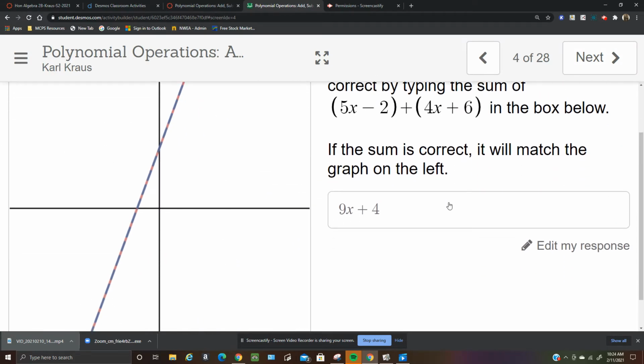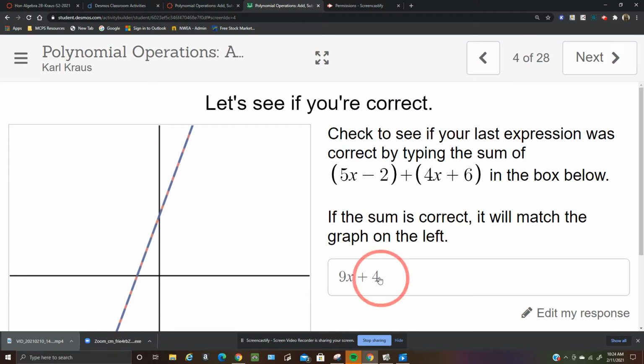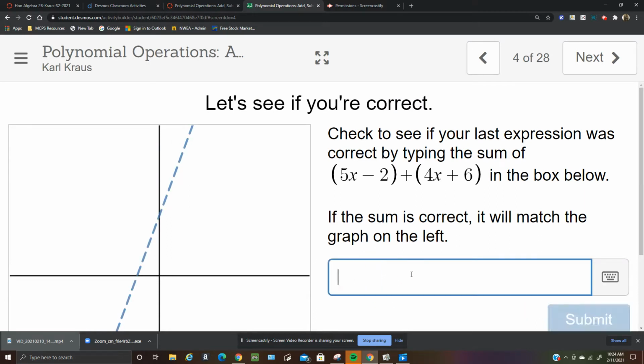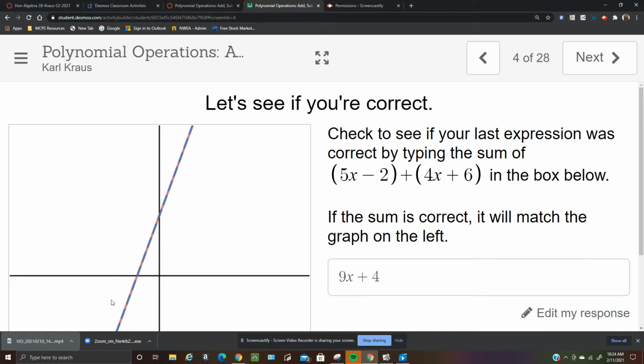And then slide 4. This is the way it was originally. And then if you type in the answer, 9x plus 4, and hit enter, then this graph connects together, the dashed line here. So if the sum is correct, it matches the graph.